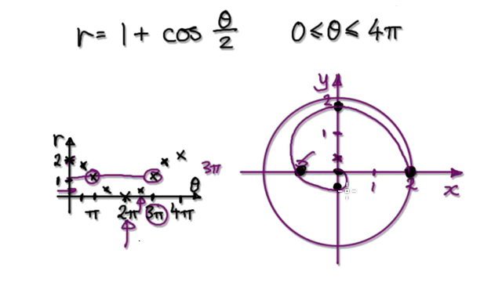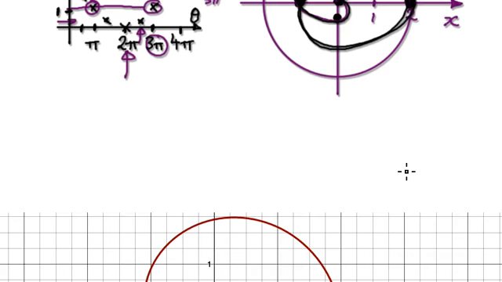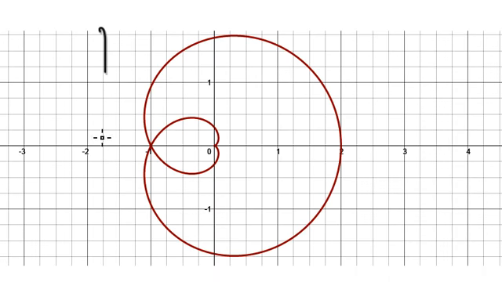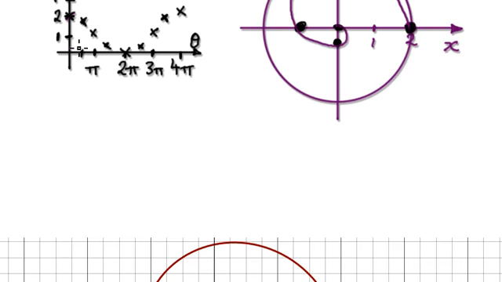So starting from 2 pi, it will look something like this. Badly drawn, but it will look something like this. So our graph will look something like this. It's just badly drawn. If you get a graph plotter and plot it, it will give you this. It looks much nicer.